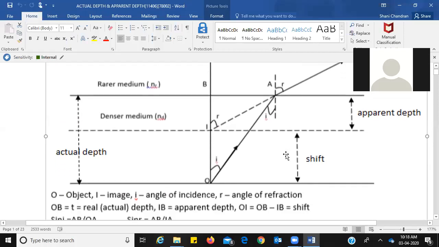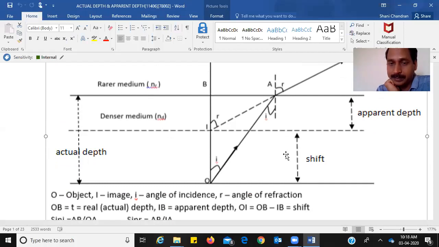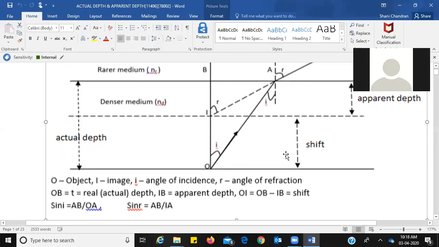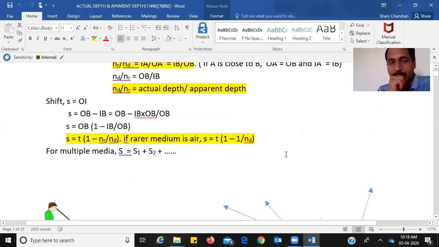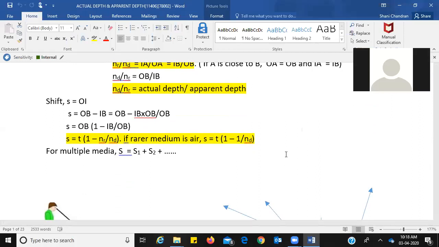Okay, so T is the actual depth. Then we can take h by 3 as T, right? See, there are 3 T's. Then you find S1, S2, S3. Then add all the 3.